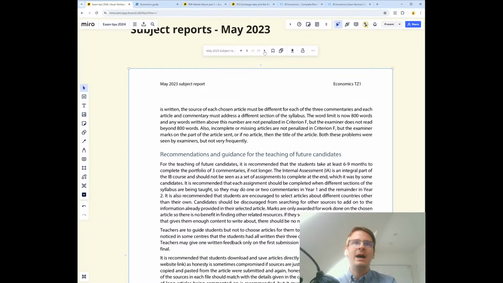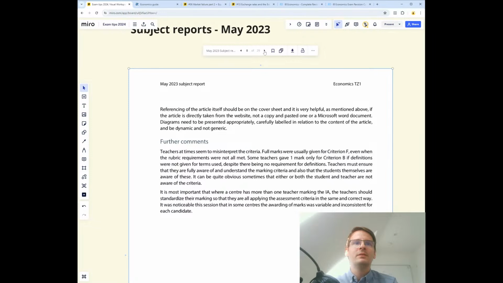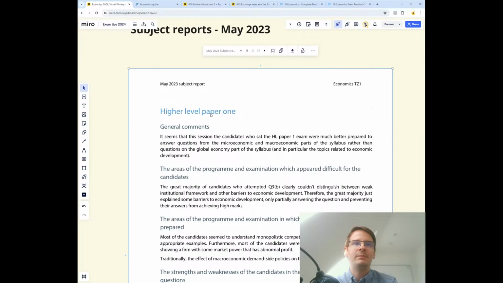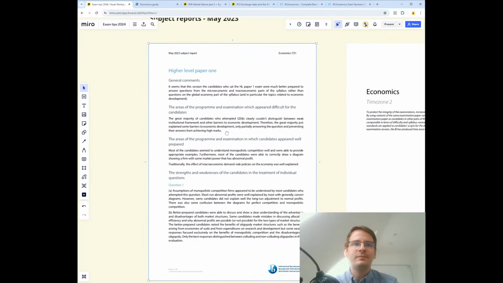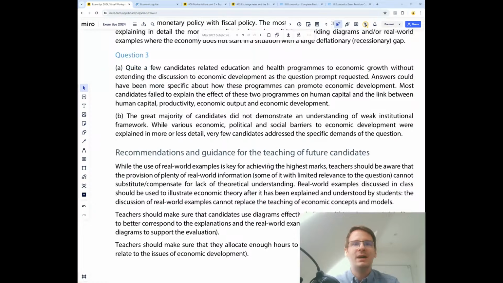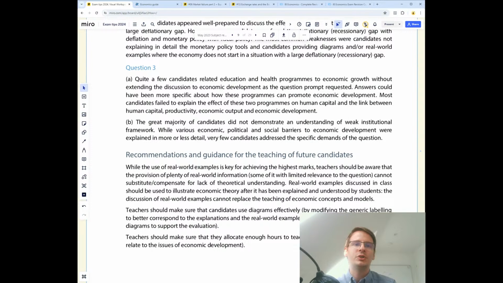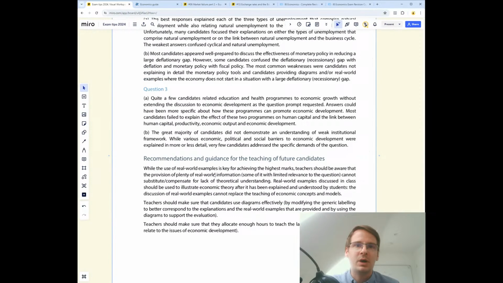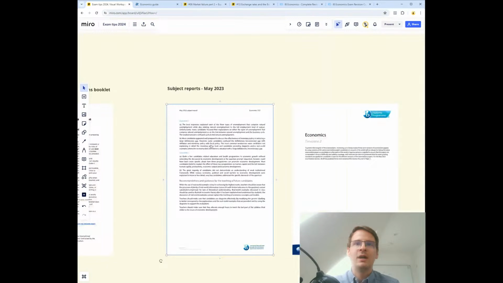And not only for the IA, this is for the IA right now. Let me just show you very quickly. Higher level paper 1, there are general comments, and then question specific comments. But at the end, there are going to be recommendations and guidance for the teaching of future candidates. Very, very useful to read these. I have read these for you. So in this session, I'm going to show you the most important parts of these subject reports.